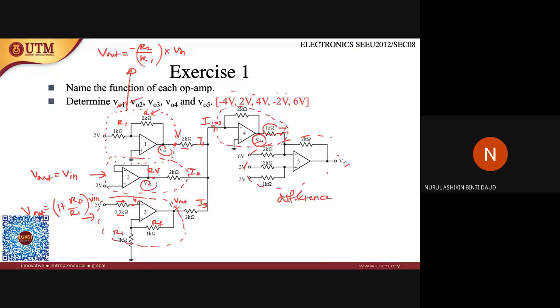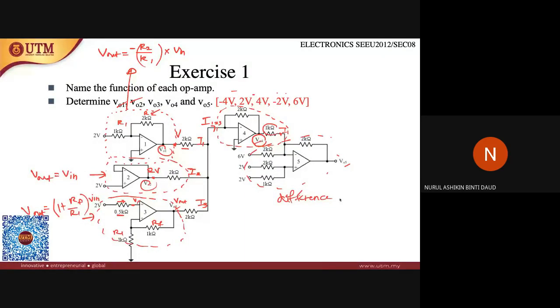If you want to check whether you understand well or not, you need to solve this question. Because this is very basic, once you can solve this equation, it means that you already master linear applications.